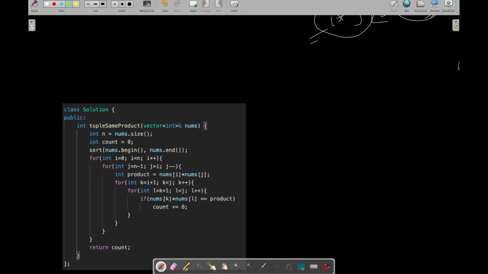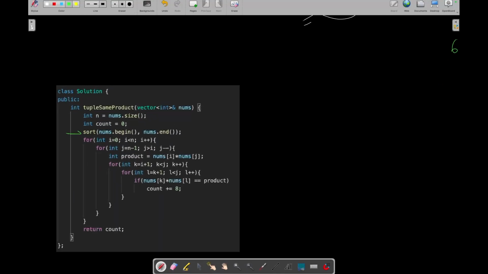Okay, so let's see its code first. First we have sorted it, because we have not been told in the question whether we will always be given a sorted array or not.